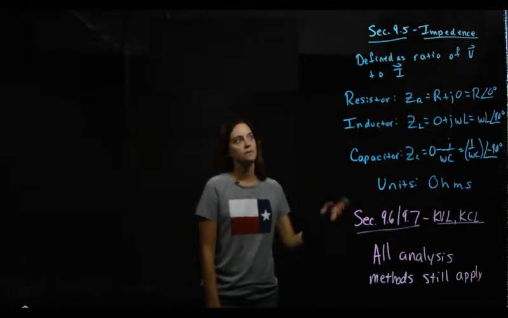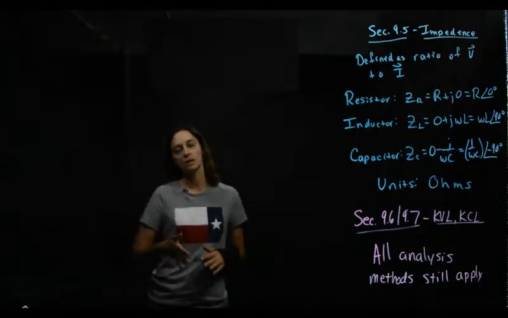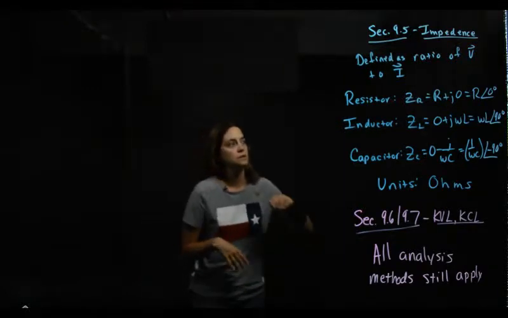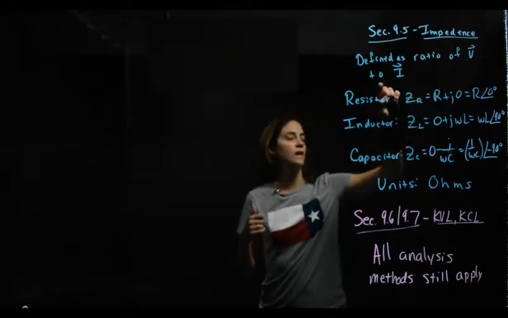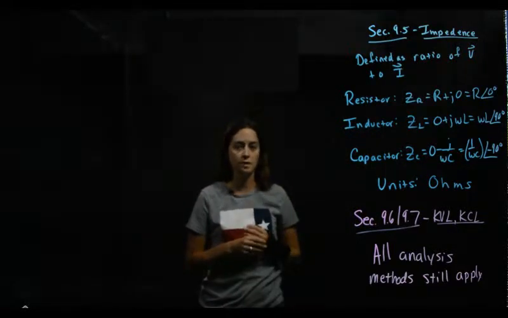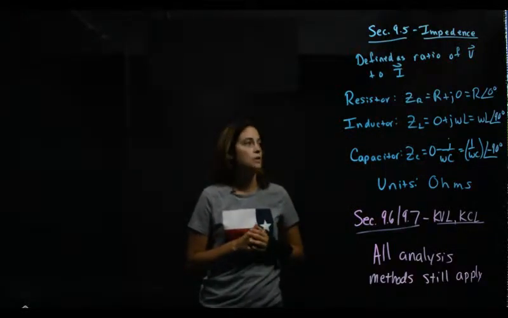Right, section 9.5 is on impedance, and we really looked at that already in 9.4 with that example problem we did at the end of that video. So it's defined as the ratio of V to I. So it's like an R, right? That's what we're used to working with, V equals IR, where R is in ohms.